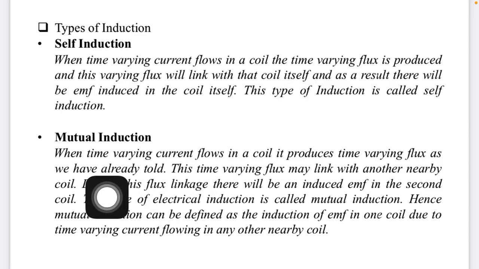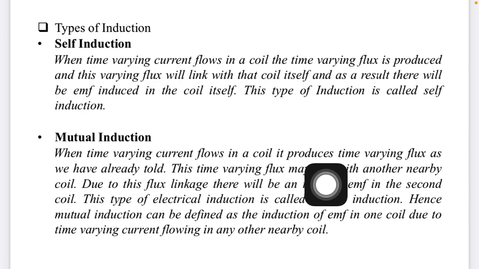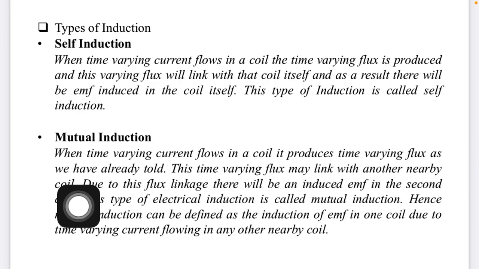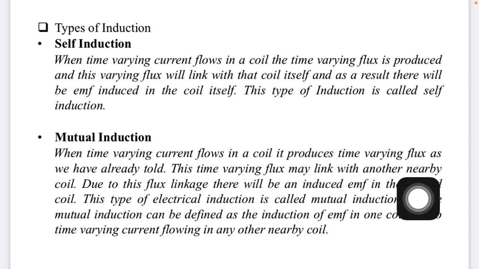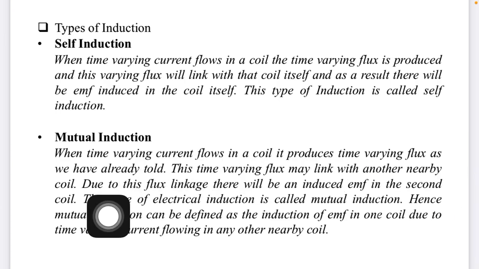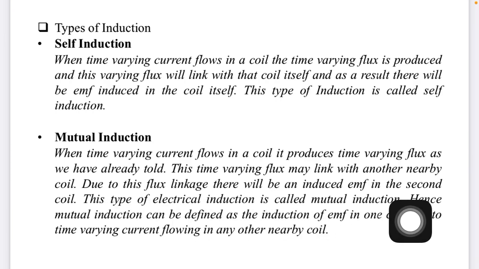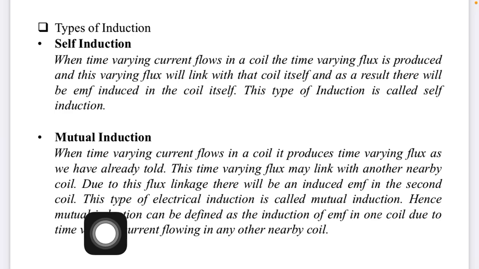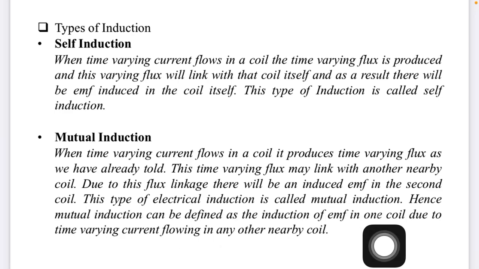Whereas in mutual, when the time varying current is flowing in the coil, it produces the time varying flux. We have already told this. So this time varying flux may be linked with another coil which doesn't have the supply, for example the secondary of the transformer. Due to this flux linkage, there will be an induced EMF in the secondary coil. So this type of electric induction is called mutual.